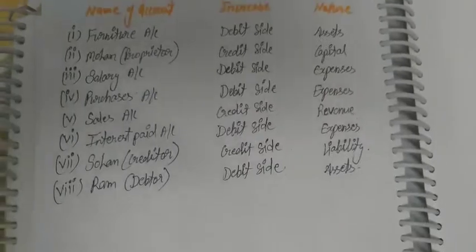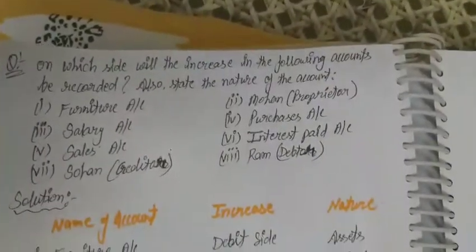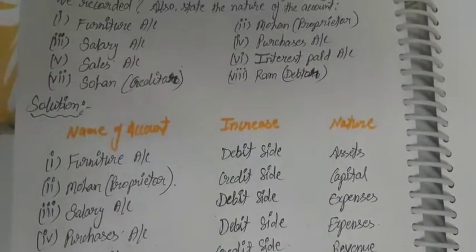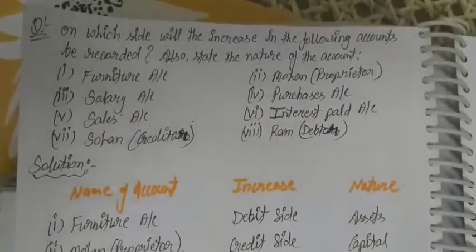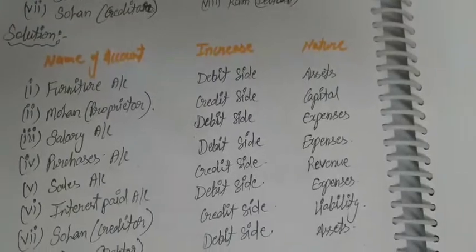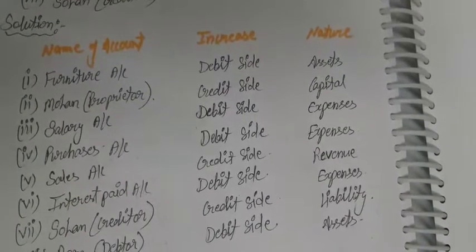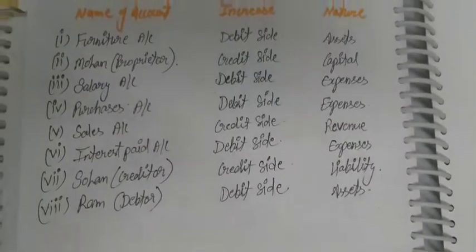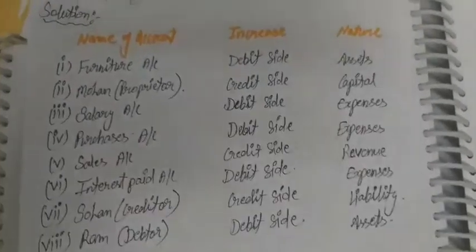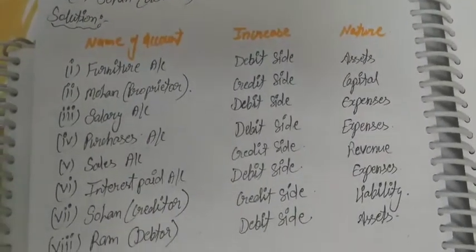Okay students, so this is the solution of the given problem. So we will classify according to the nature and in which side these accounts will increase or decrease. So students, one more problem we have. So due to that we will prepare a T-shaped format of a question. So then we will record and we will solve that problem also. Let's see the problem.